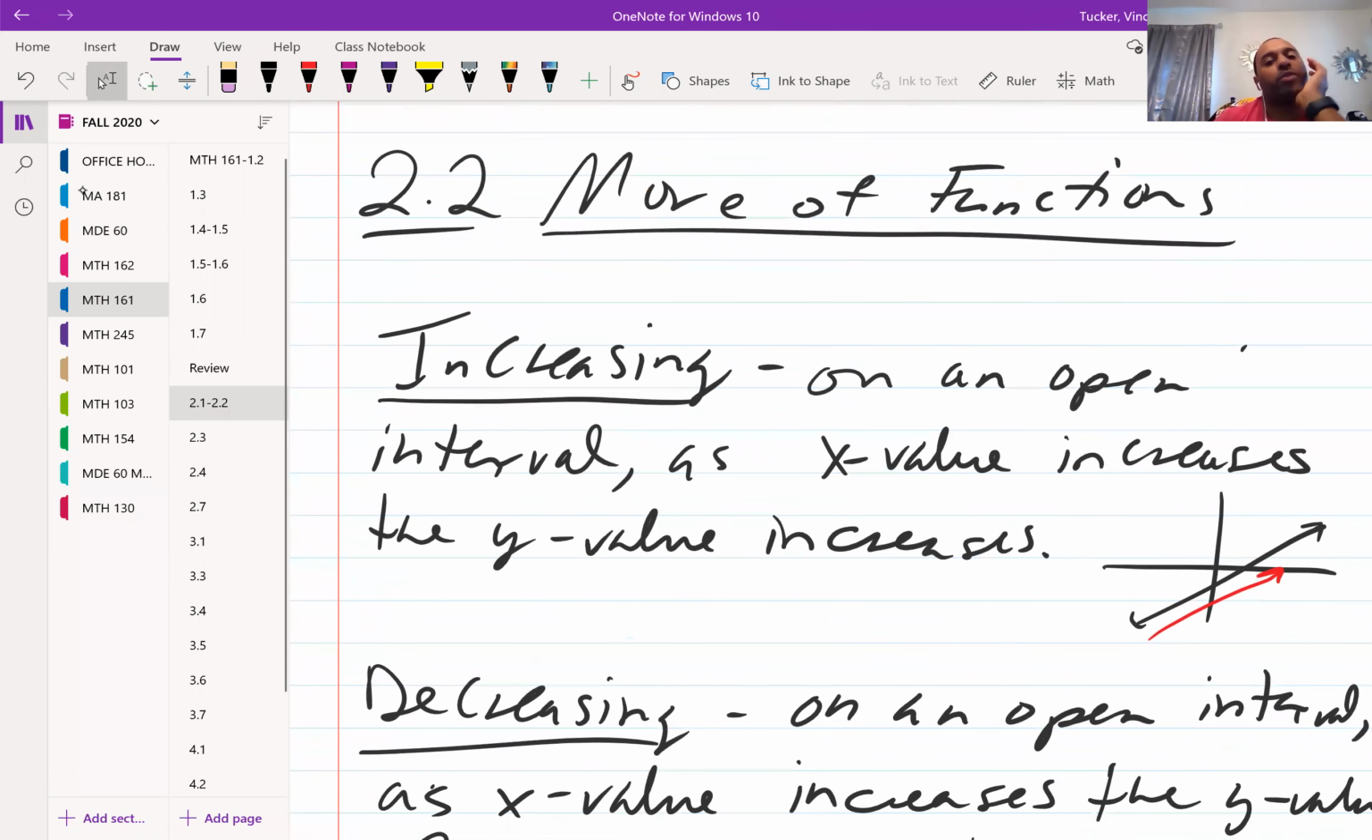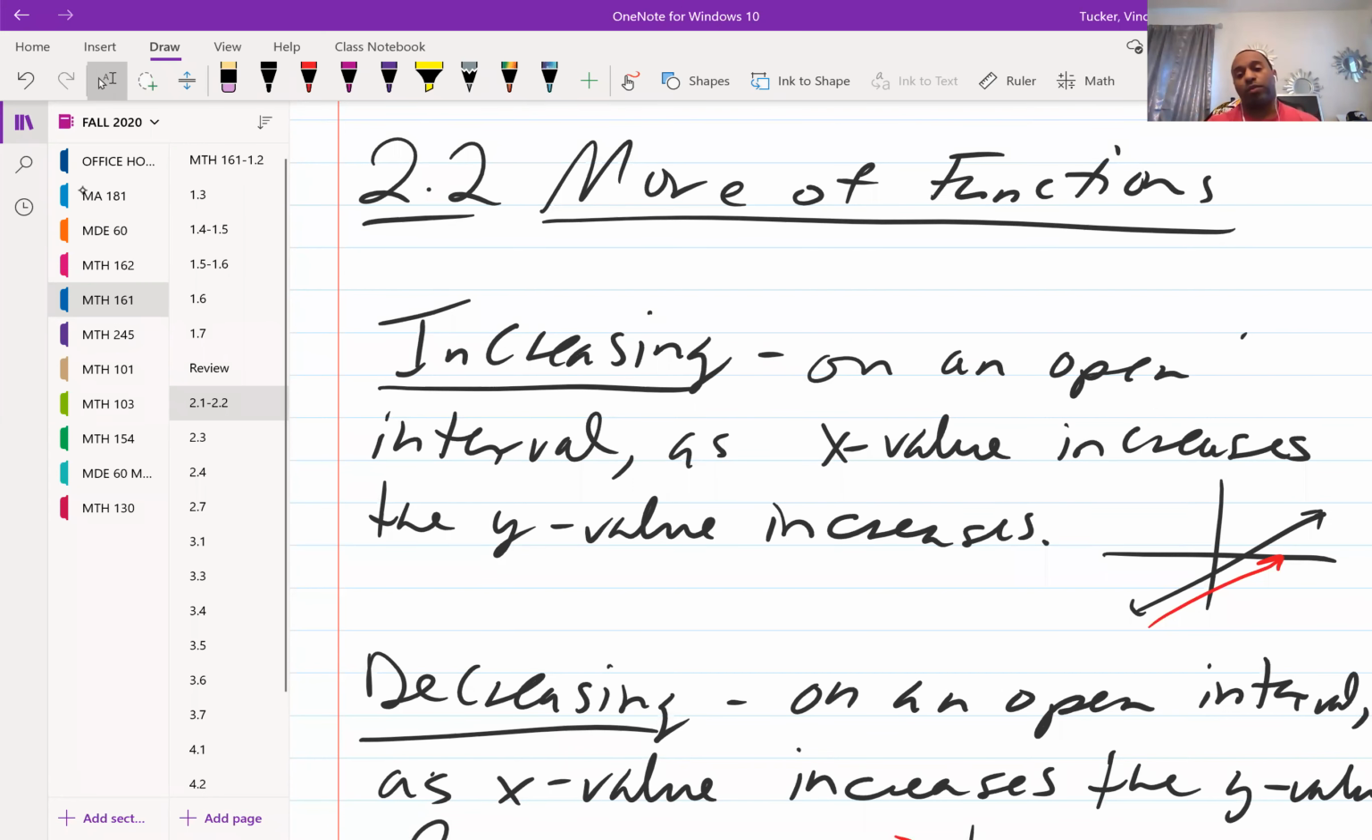So 2.2 is more on functions. A function is increasing on an open interval when your x value is increasing and the y value is increasing. In other words, you're going from left to right. You're always reading it from left to right. And as you go from left to right, your y is increasing. In other words, your graph is going up. That's why you have that red arrow following it up. Once again, you always read it from left to right.